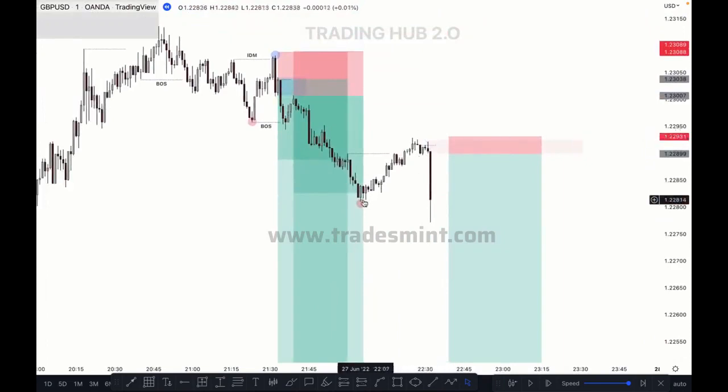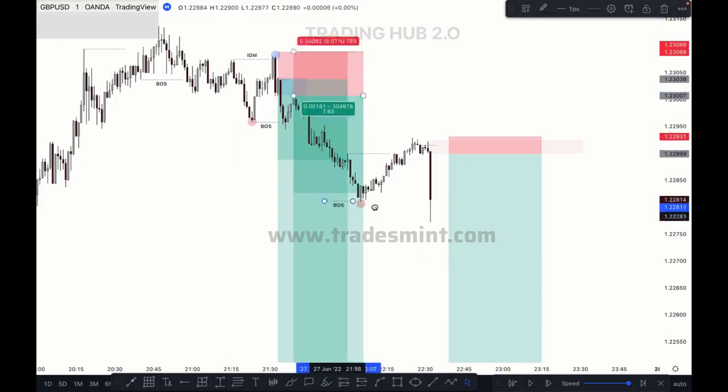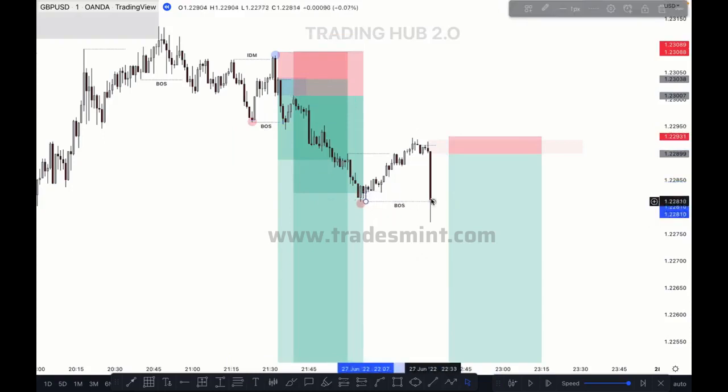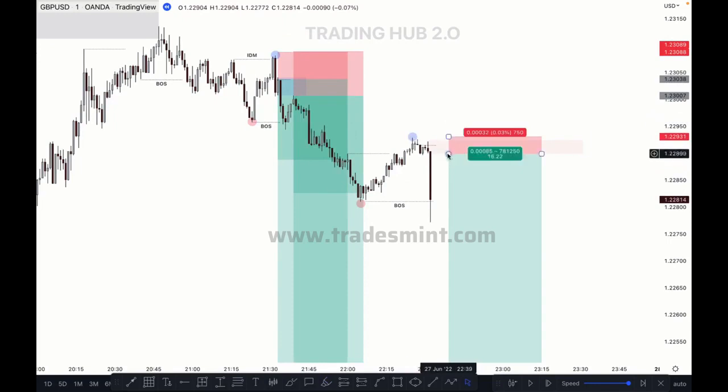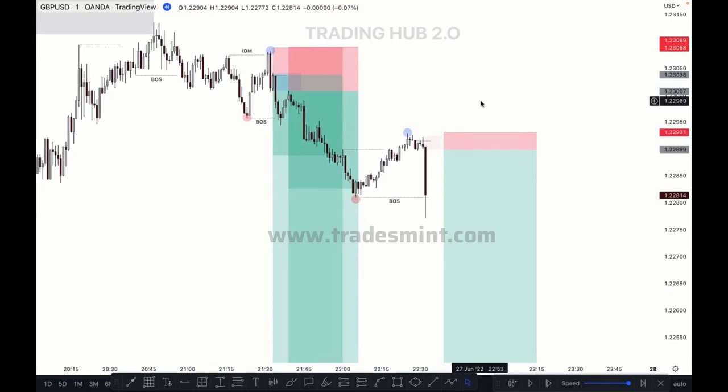So now we can see the market again breaks this structure, which is here, correct. So this high or low has been protected, which is here, okay. So this structure is now confirmed, and you have to wait for the mitigation of this order block before the sell, okay. So let's see what happened next.